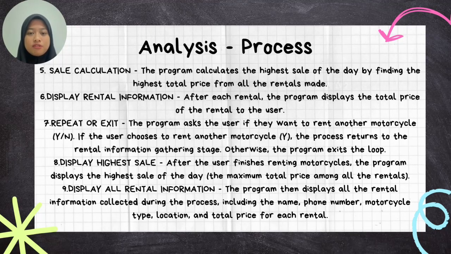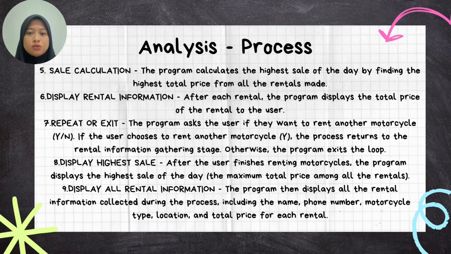Next is the process of sale calculation. The program calculates the highest sale of the day by finding the highest total price from all the rentals made. For this one, we use a statement to find the highest sale. Next is the process to display rental information. After each rental, the program displays the total price of the rental to the user.